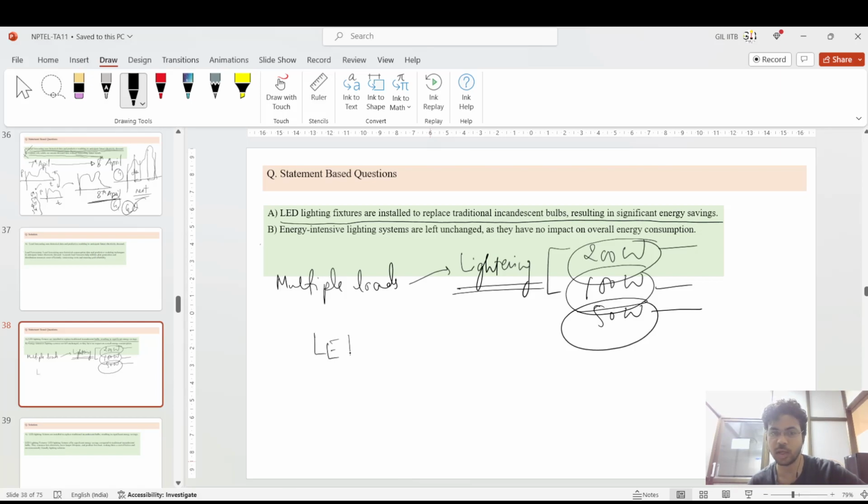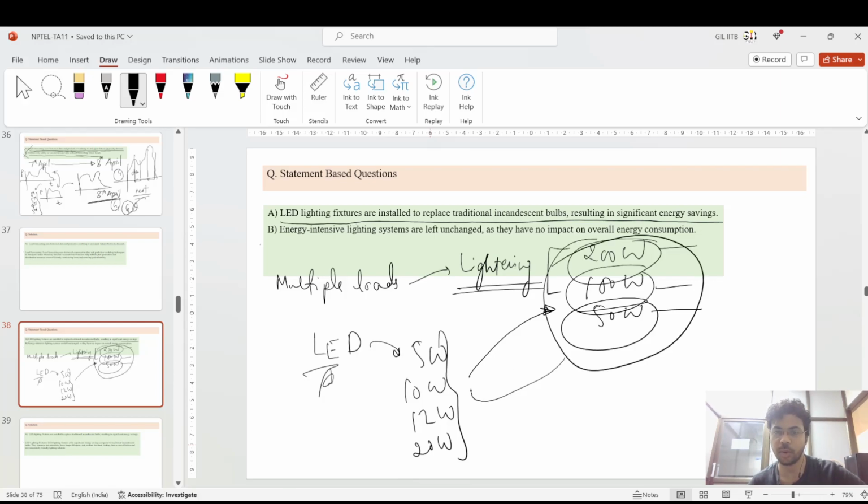But in the current scenario, there are very low power consuming loads. If you use LEDs or trim lights or these power electronic interface based devices, they consume 5 watt, 10 watt, maximum 12 watt, 20 watt, not more than that. But the incandescent bulbs consume a very high amount of power. So they have to be replaced for reduction in power consumption and for energy saving as well. So the first statement is true.